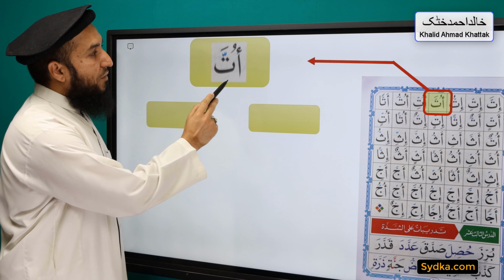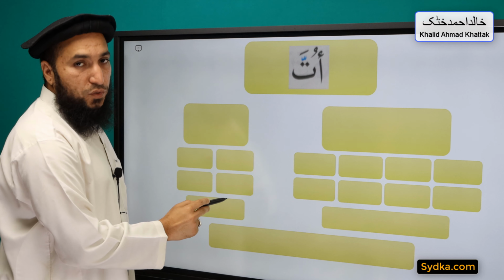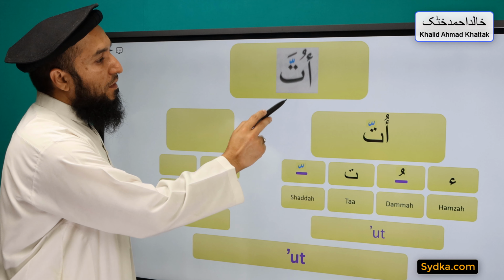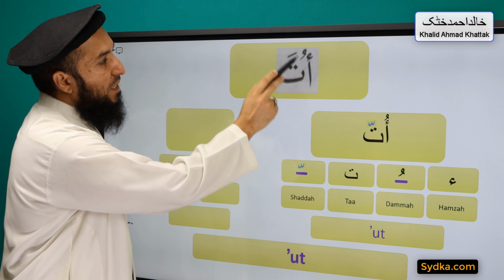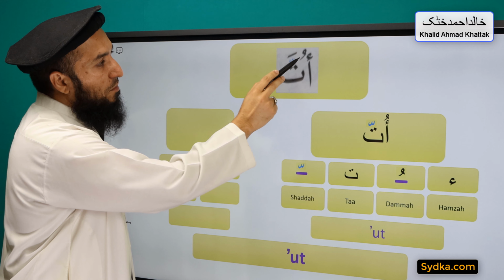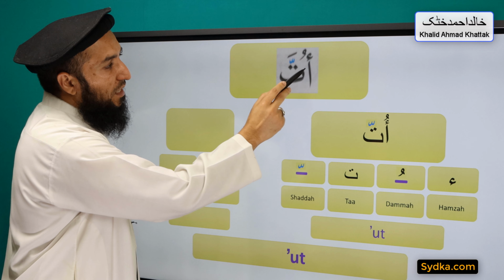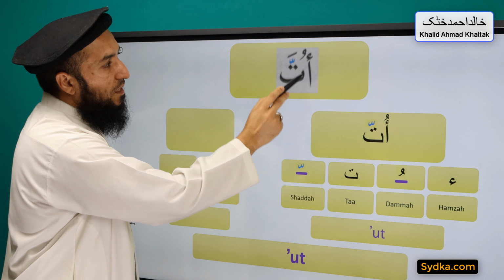The next word we have is utta, and it can be divided into two syllables. The first syllable we have is hamza dhamma ta shadda ut. Hamza is a light letter, it has dhamma on top of it, it is followed by ta. Ta has a shadda. This alif is silent and it is used as a chair for hamza.